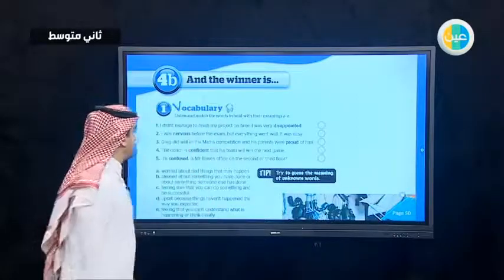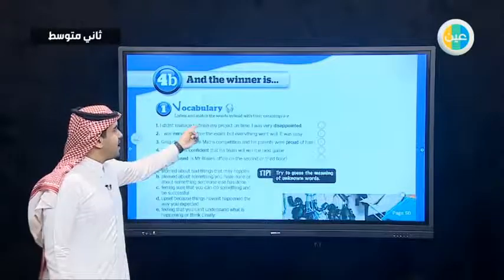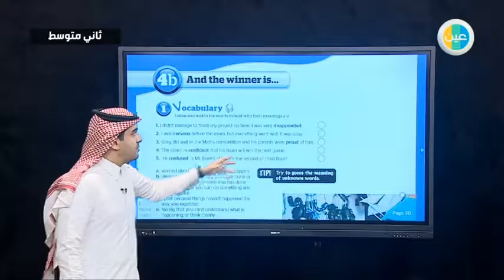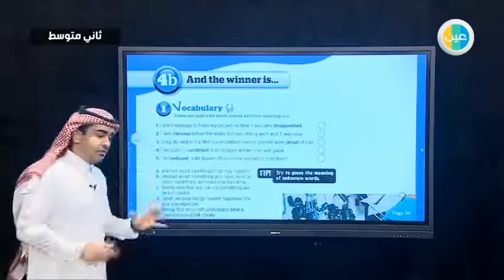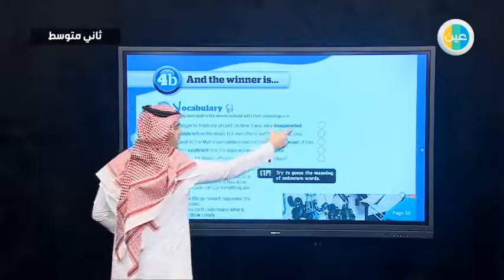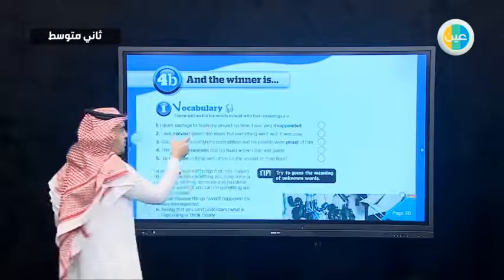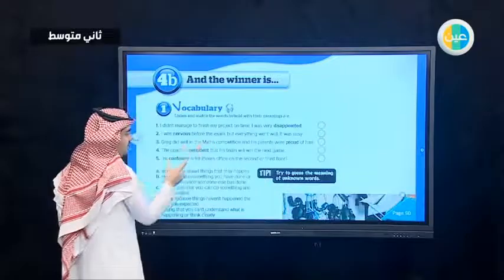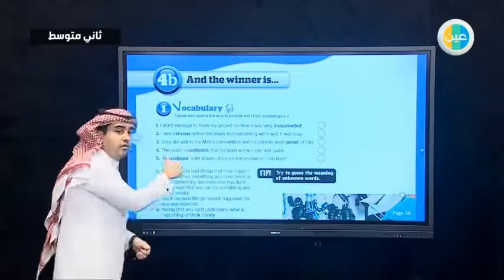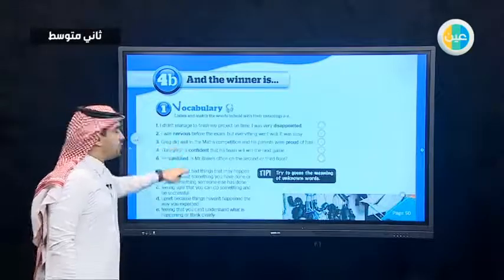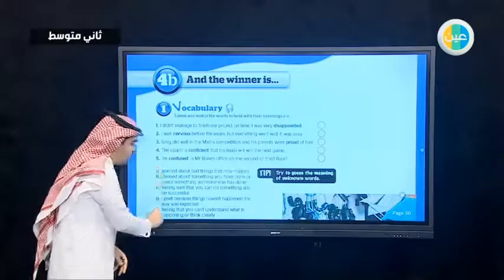The first activity says: listen and match the words in bold with their meanings, meanings from A to E. So we're going to look at the words in bold like this: disappointed, nervous, proud, confident, and confused. We've already talked about this in the beginning, and we are going to find their meanings from A to E.